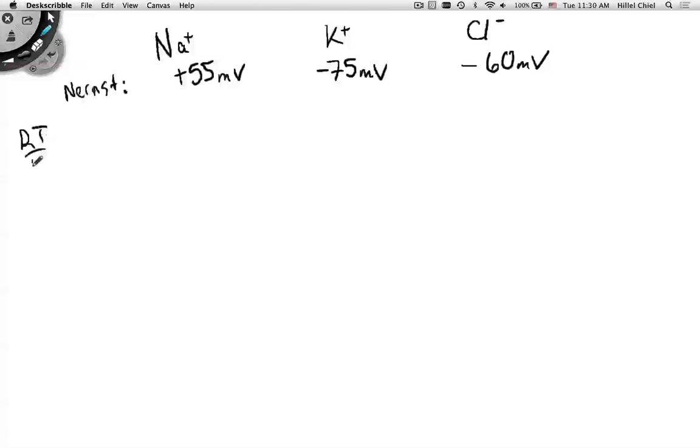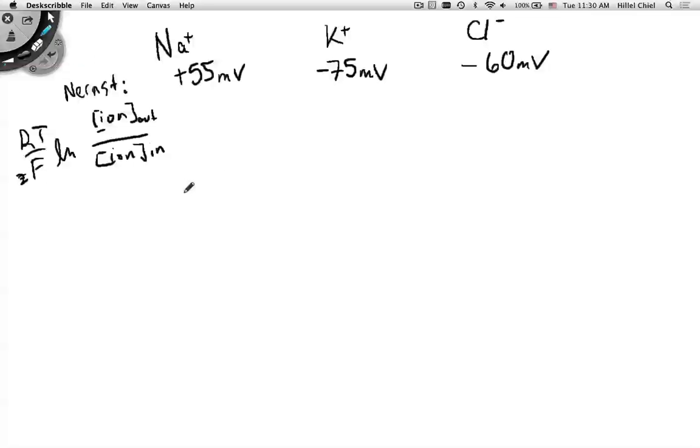That's right. So let's put that together. That's the natural log. This is our ion out, over ion in. Okay, that's the general form. Now Z for sodium is just 1, so it's fairly simple. And potassium too. But for chloride, it's minus 1, and so it's flipped. That's going to flip the ratio.